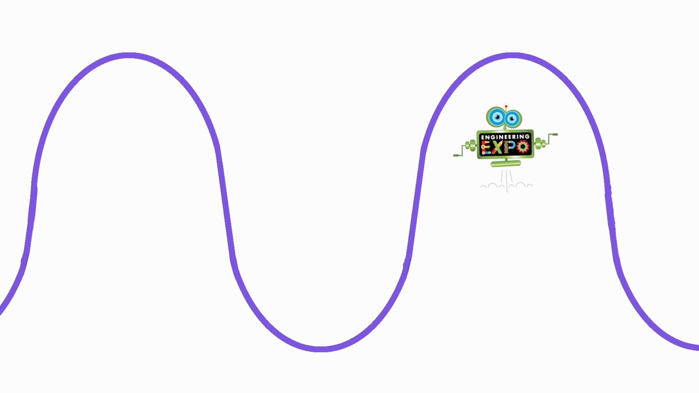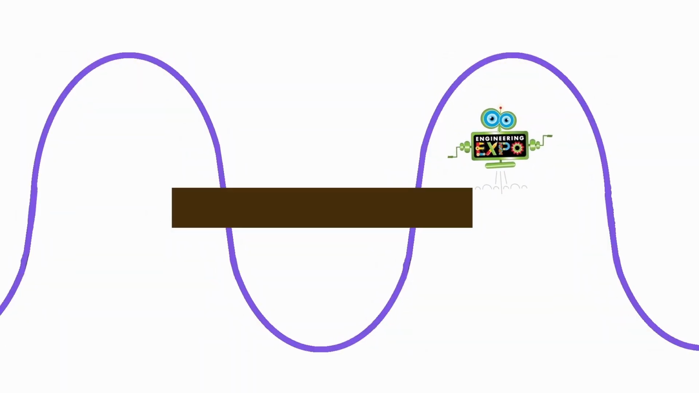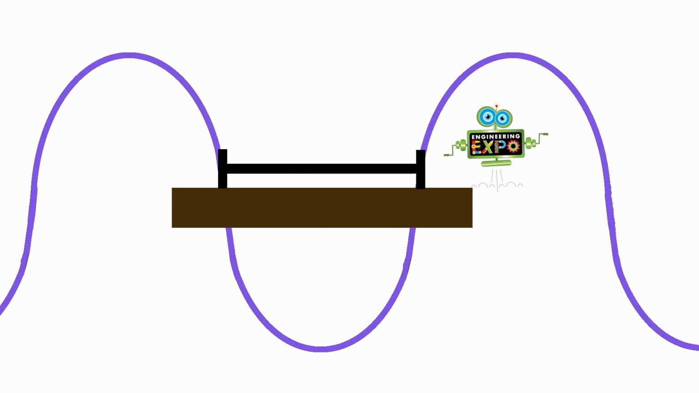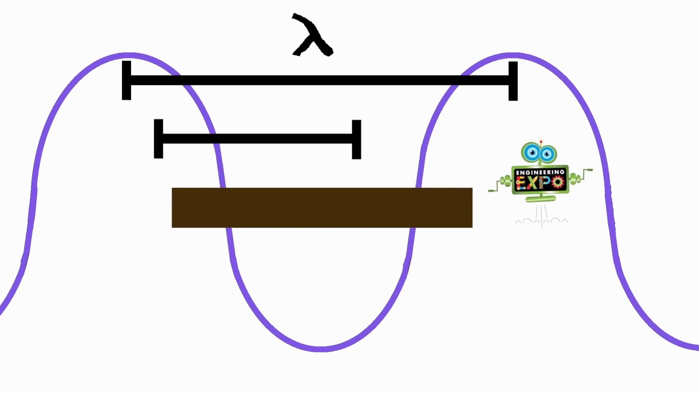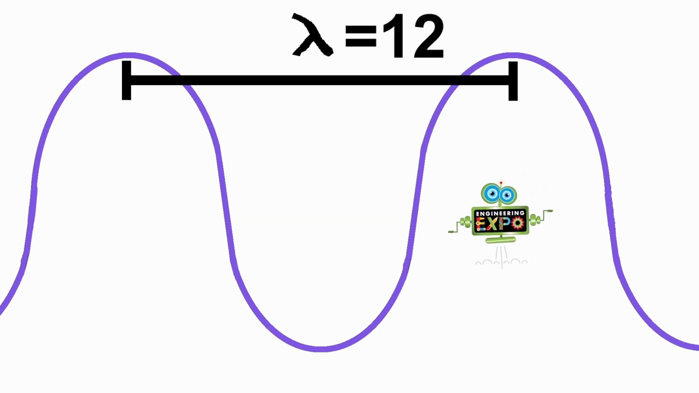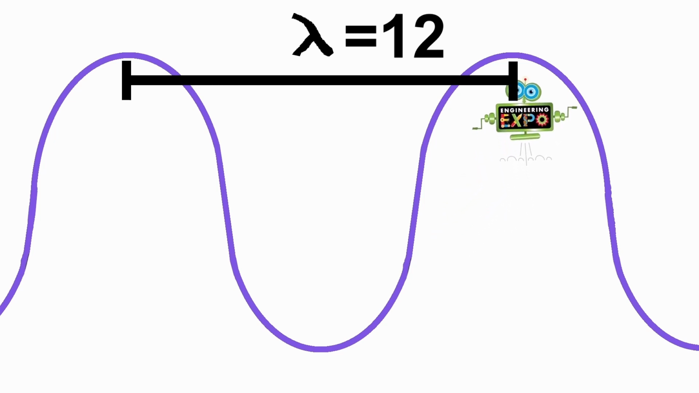Now for our experiment, this is where the chocolate bar would be. See how if we measured from melty spot to melty spot, it would only be half a wavelength? That's why we have to multiply our measurement by 2 to get the true wavelength of 12.